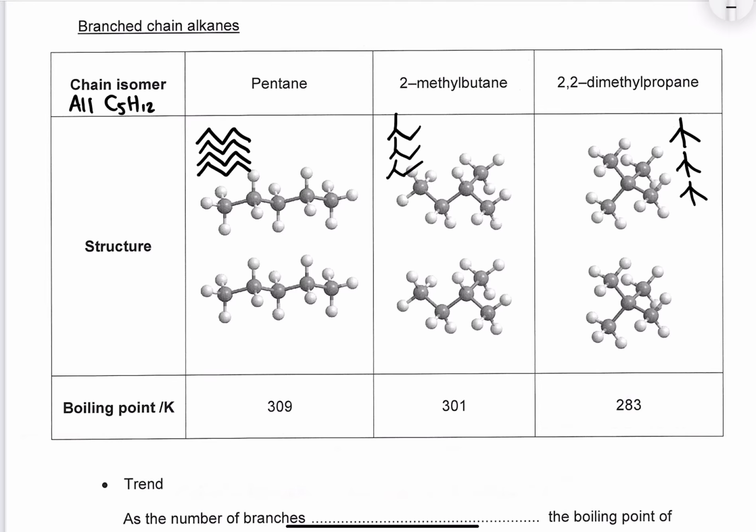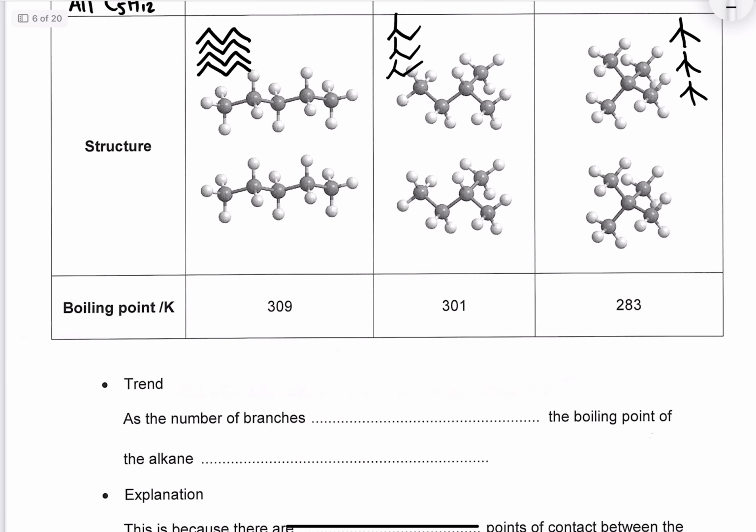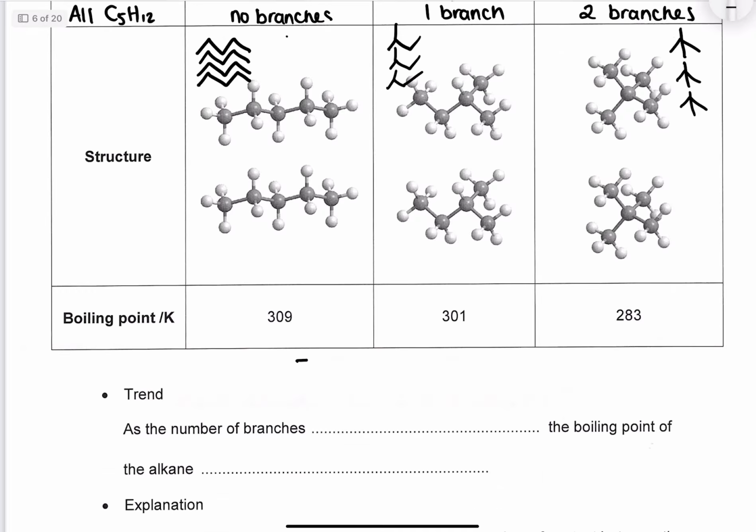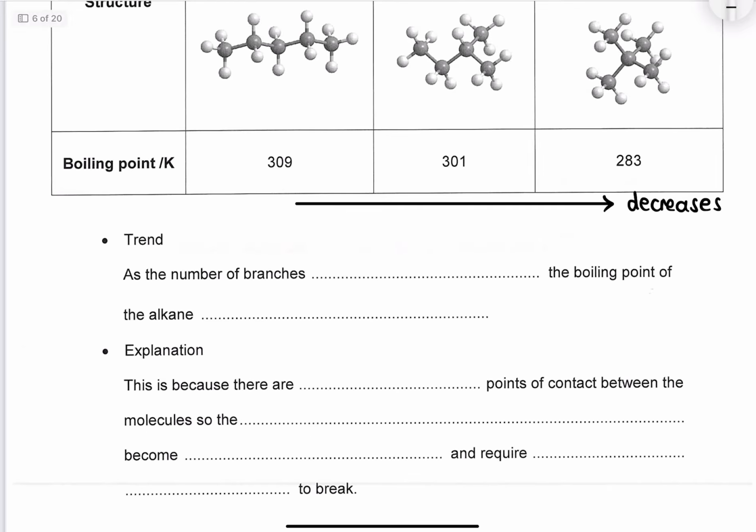Because of this branching, the attractions are going to be weaker. So look what's happening to the boiling point. We've got no branches in pentane, one branch here, and two branches. What is happening to the boiling point? As we go from no branches to one branch to two branches, the boiling point decreases. So as the number of branches increases, the boiling point of the alkane decreases.